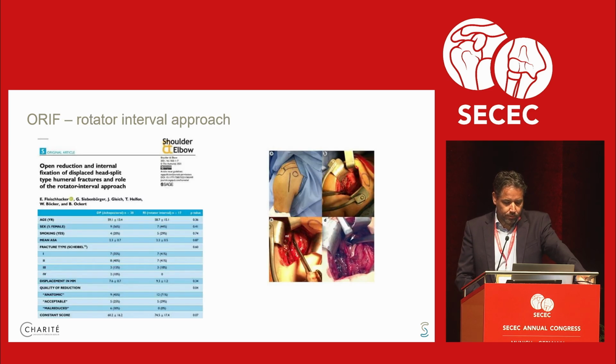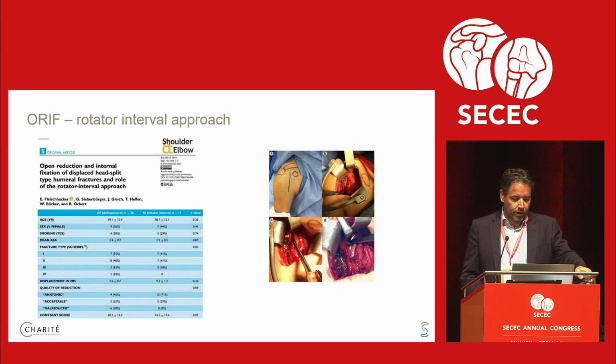That's his X-ray. One study I would like to bring up here is published by Ben Ockert, where they looked at patients where they just did a deltopectoral approach and reconstructed the head split without opening the glenohumeral joint, compared to a second group where they did a rotator interval approach in addition to the deltopectoral approach, and basically under direct visualization reduced the head split. And you see with the rotator interval approach, the results were better in terms of reduction, and also the Constant score was better in this particular group.